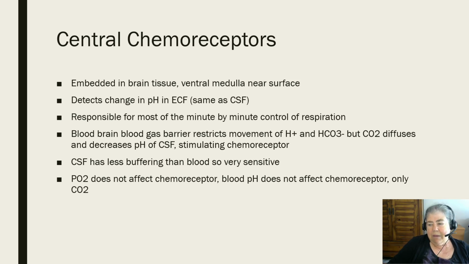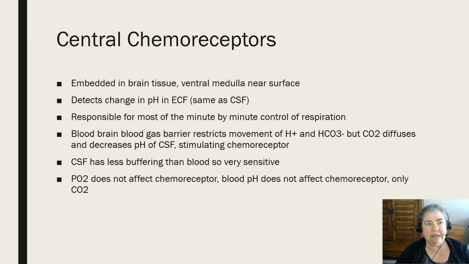It's important to remember, I should have made this in red, but central chemoreceptors do not respond to oxygen levels, not at all, not a little bit. It's CO2 by virtue of CO2 creating hydrogen ions when it's dissolved in water. So, blood pH doesn't affect chemoreceptors. Oxygen levels don't affect central chemoreceptors. Only CO2 and the hydrogen ions that are made inside the brain when the CO2 is dissolved in water dissociates.